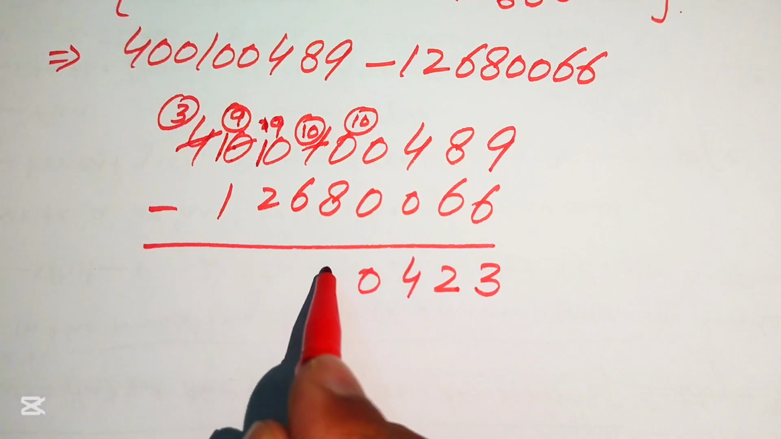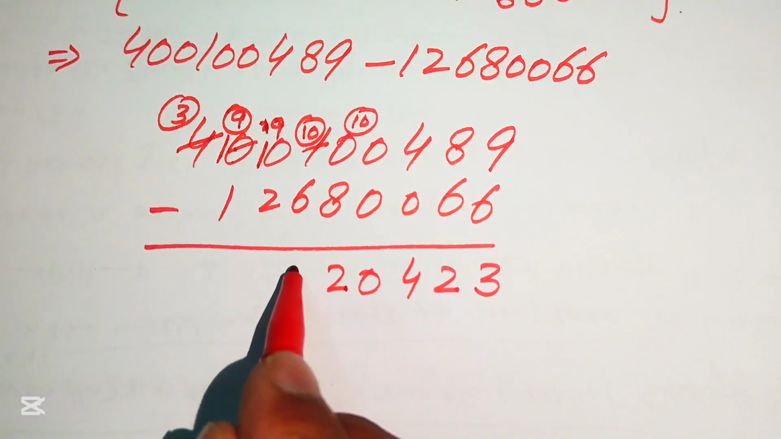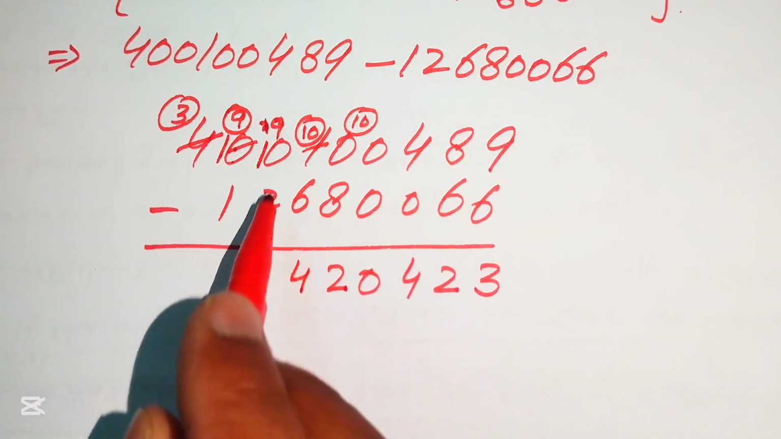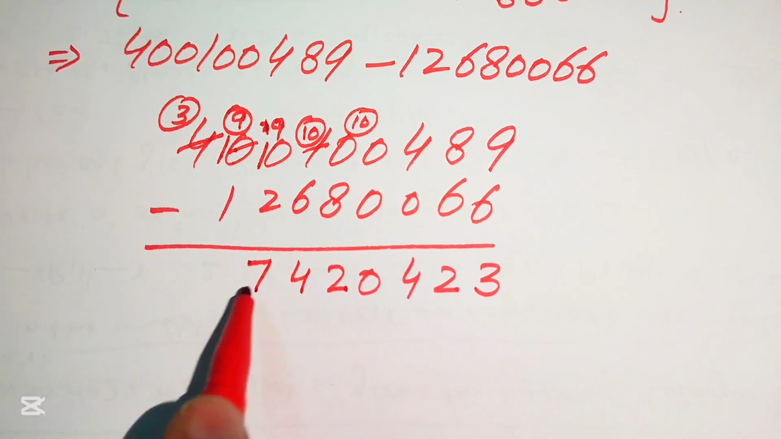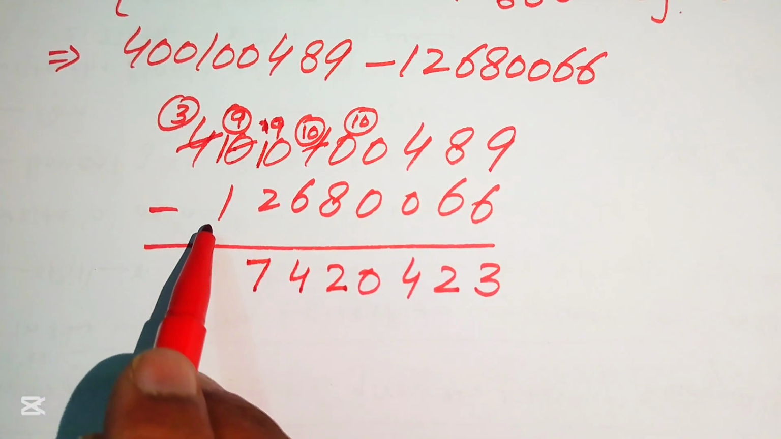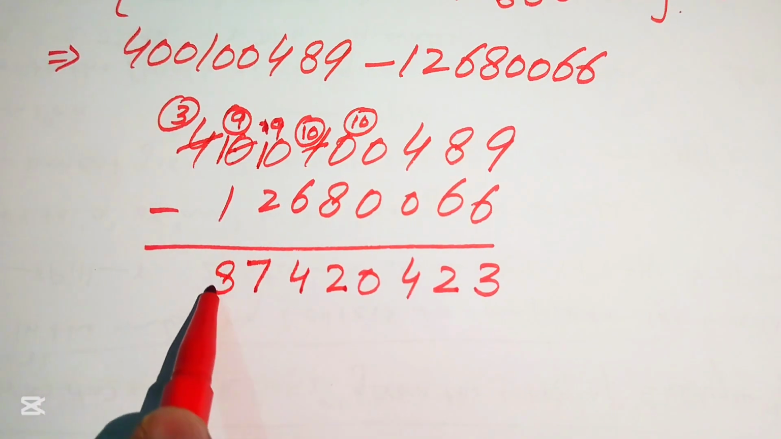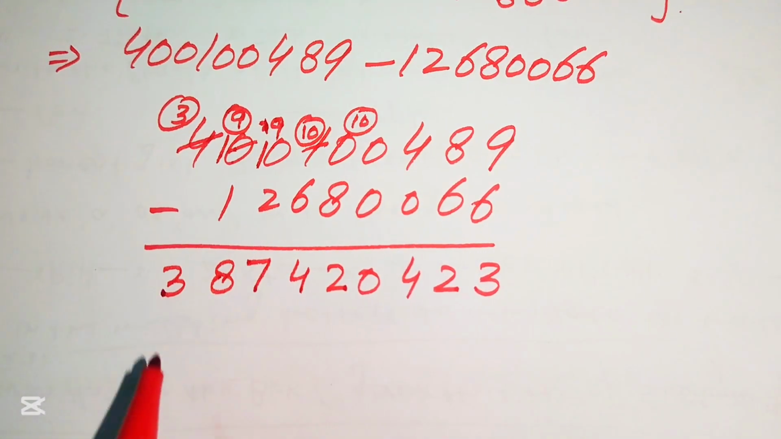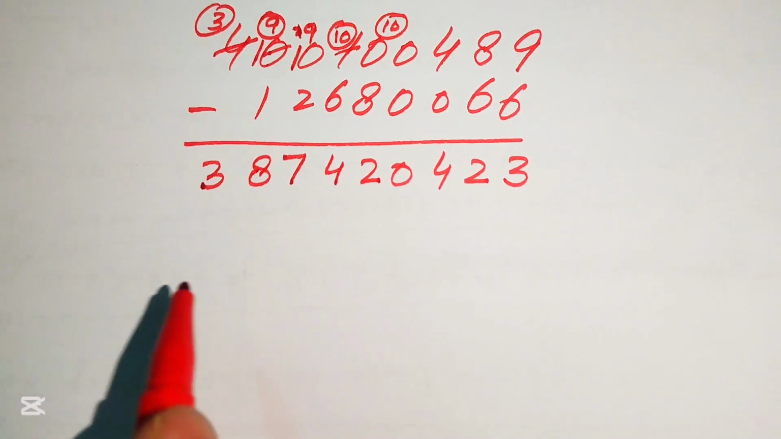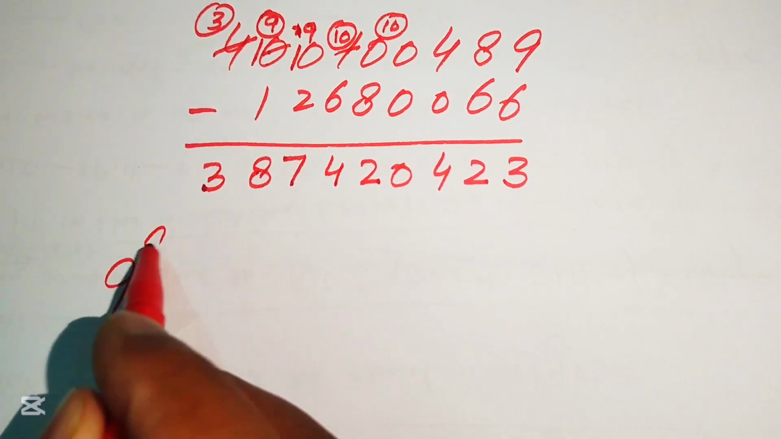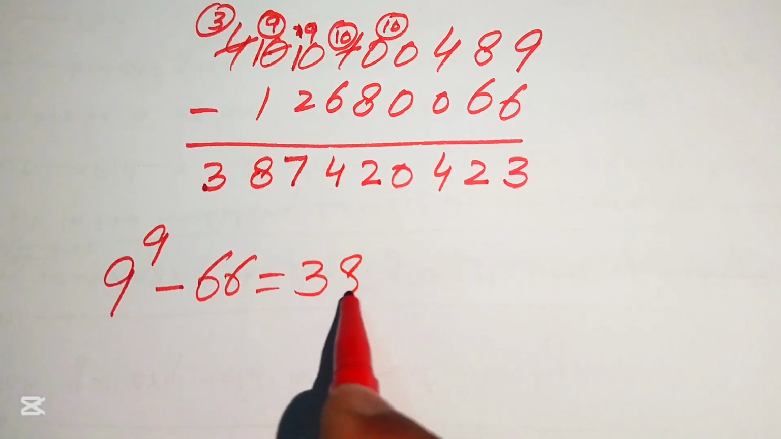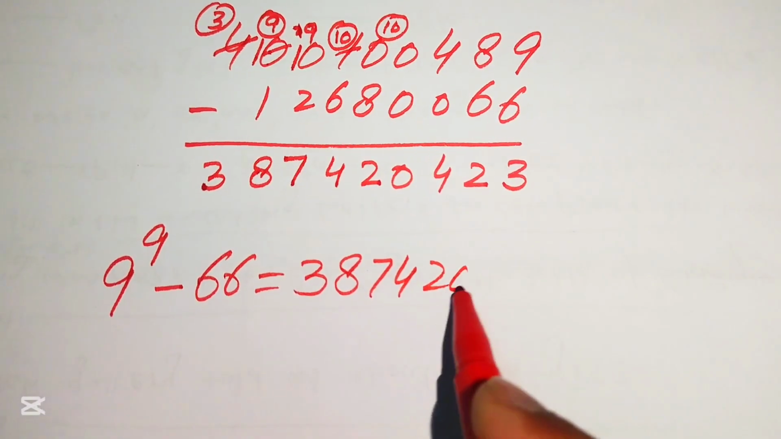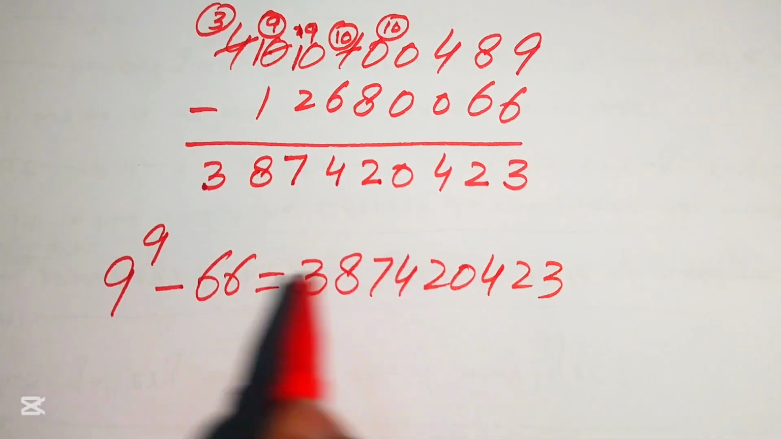10 minus 8 becomes 2. 10 minus 6 becomes 4, and this is 9. Then minus 2 becomes 7, and this is 9. Minus 1 becomes 8, and this is over 3. So finally we get the simplified form of the given expression: 99,999 minus 66 equals 3874204 and 23.